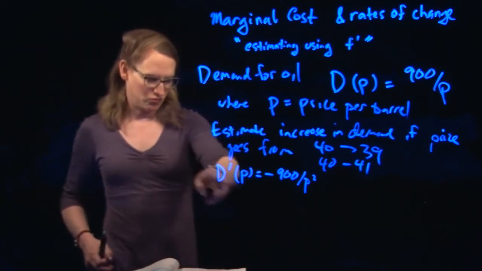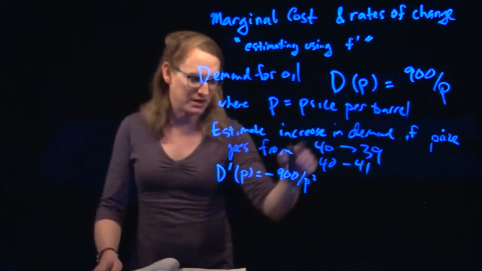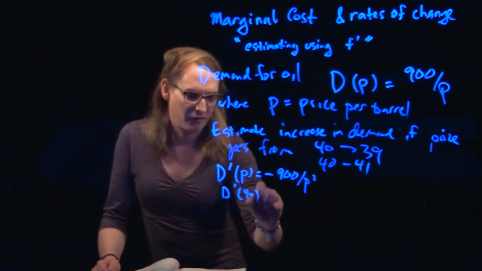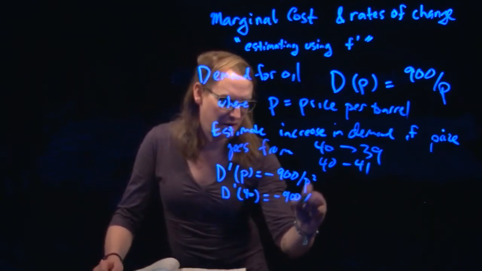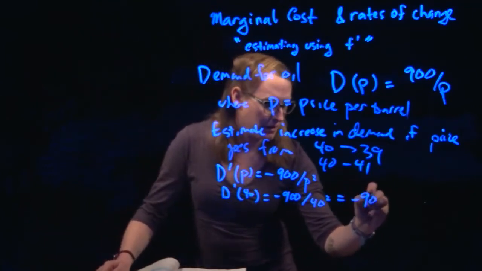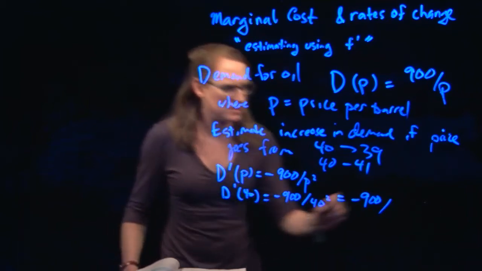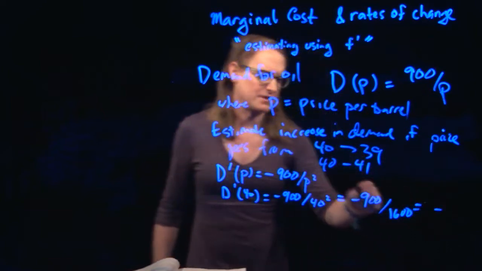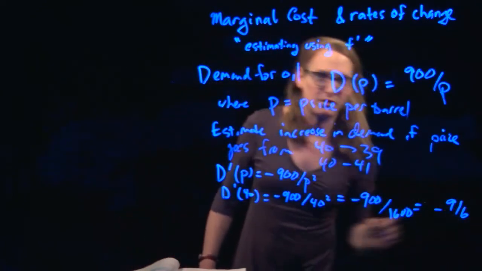Its value at 40 here is going to estimate these things right here. So D prime at 40 is equal to, let's see here, minus 900 over 40 squared. 40 squared is 1600, so it's minus, we're going to cross out those zeros, and we'll have minus 9 over 6.